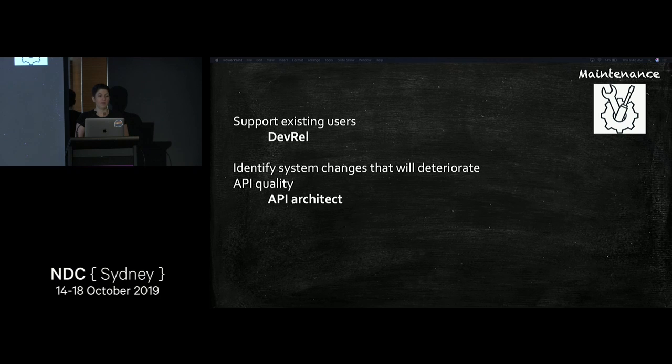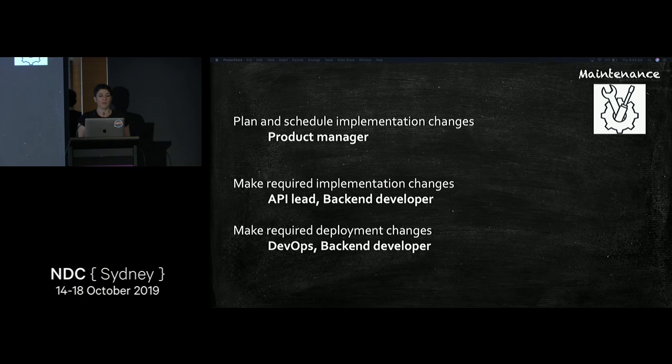And here we definitely need to support the existing users, and we also need to know what the changes are. Architects are amazing at coming up with this, to know what the changes are for the quality, because you want to keep it running, right? Also for planning, the product manager for sure. And if any change is required, the people doing the development, which are the API lead and backend development. And also if there is any change on deployment, because you want to keep it running, then DevOps.